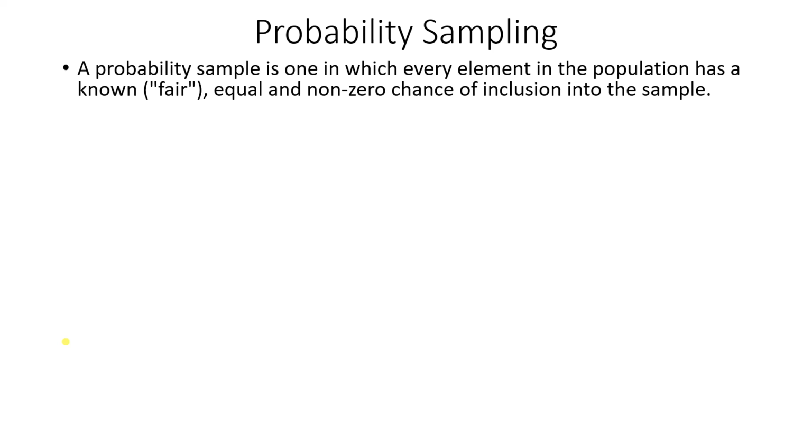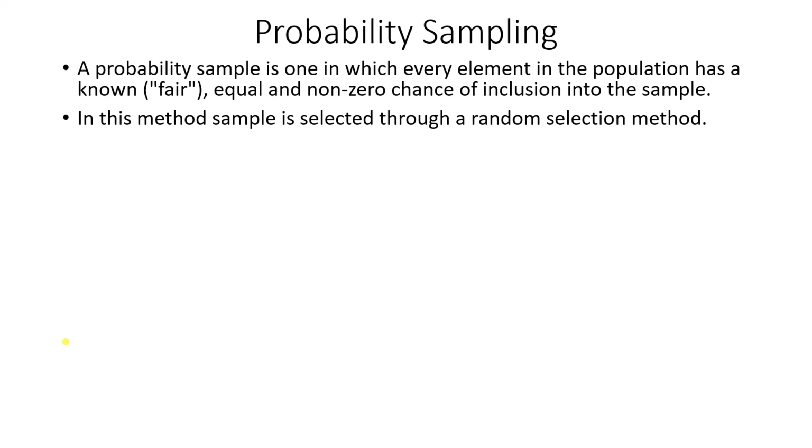So, before I discuss, let us define probability sampling. As I said earlier, a probability sample is one in which every element in the population has a known, fair and equal as well as non-zero chance of inclusion into the sample. So we cannot say that any unit has a zero probability of being selected. The probability is always non-zero and it is equal or fair. In this method of sampling, the units are selected through a random selection method.